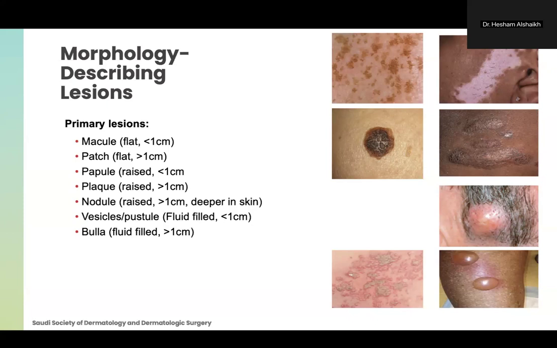Bulla is also basically a larger vesicle, and it can be translucent, not filled with any pus or blood, or it can be blood filled. And so you can add a descriptive to it and call it a hemorrhagic bulla or a pustular bulla, depending on whatever the content of the bulla is.